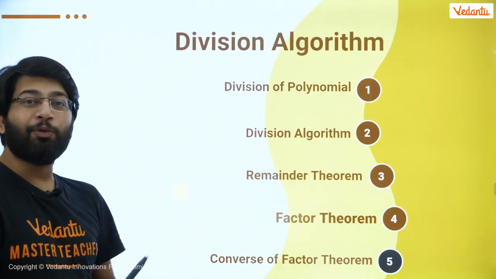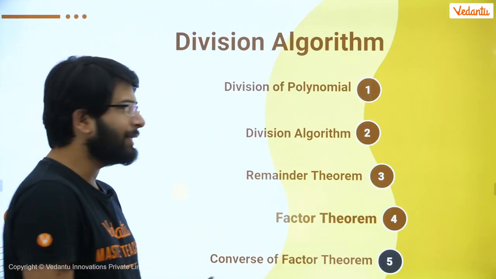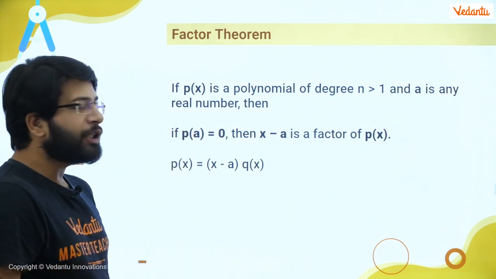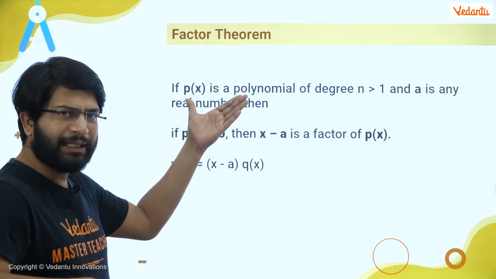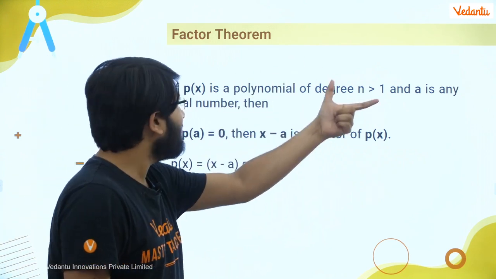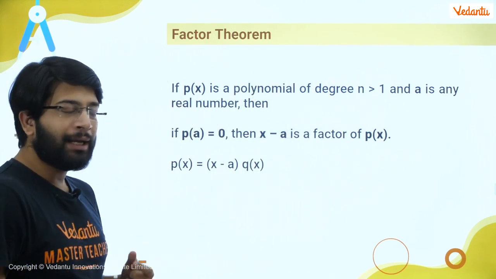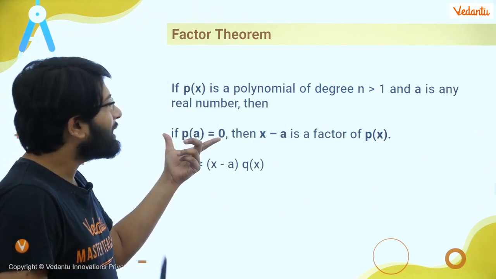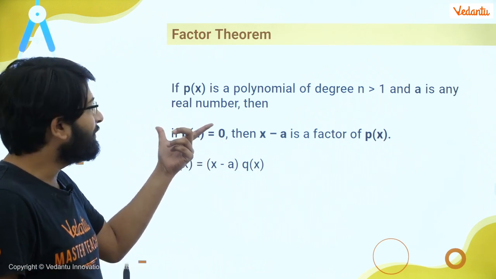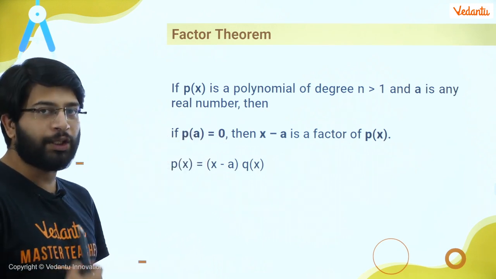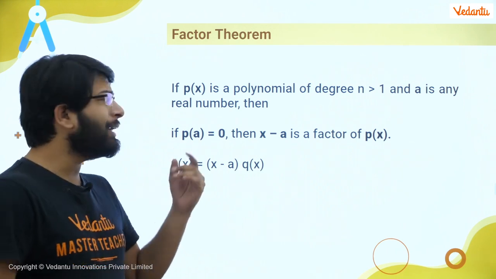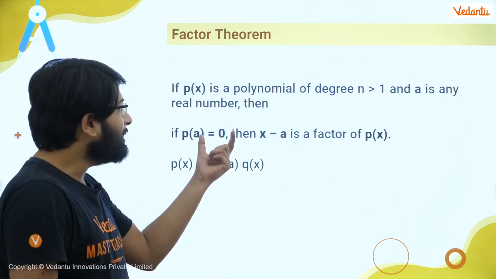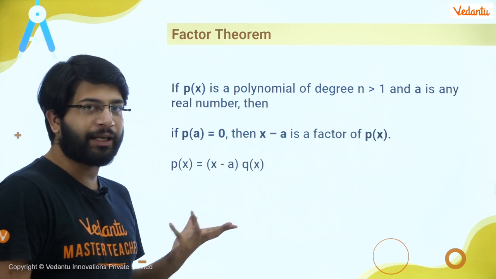Now let's move on to the factor theorem. The factor theorem says that if a polynomial p(x), which has a degree greater than 1, and a is a real number, and if at x equal to a the value of the polynomial is 0, then x minus a is a factor.